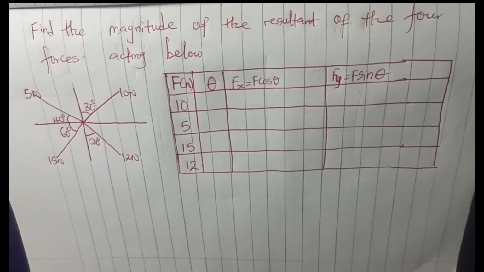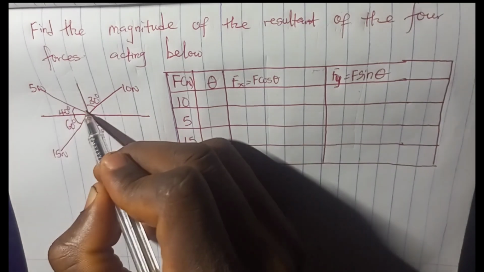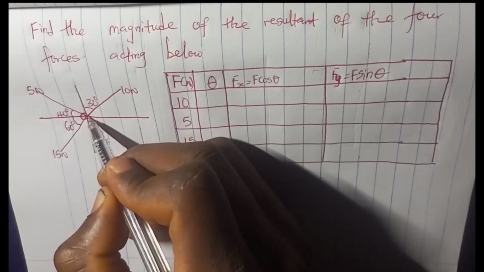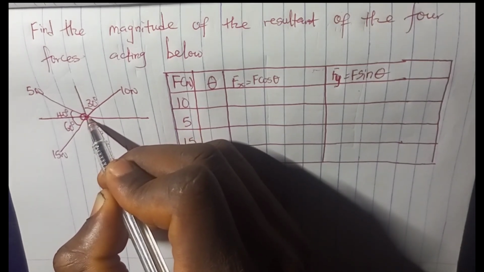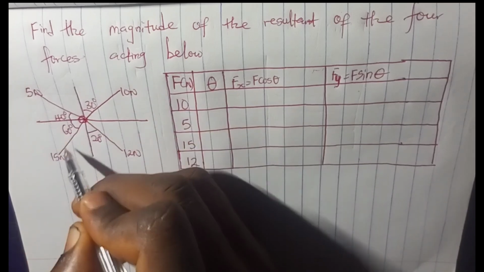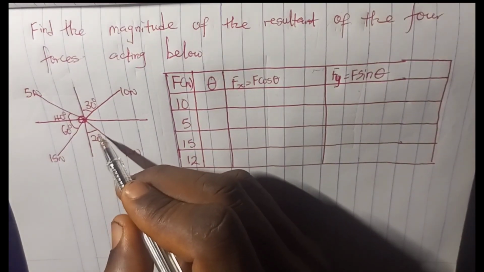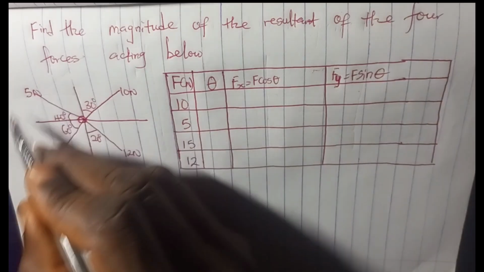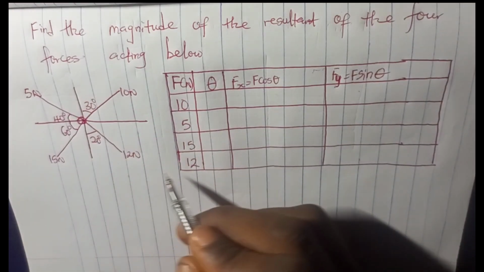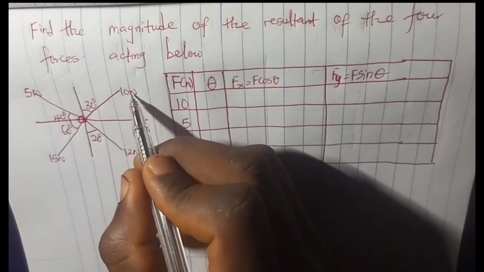The question we're having today says, find the magnitude of the resultant of the four forces acting below. So we have a system. Now, this system, this body is being affected by how many forces? One, two, three, four. So we have to find the resultant, the single vector that is equal to all these forces. Is that clear? So the first force, I'm having 10.